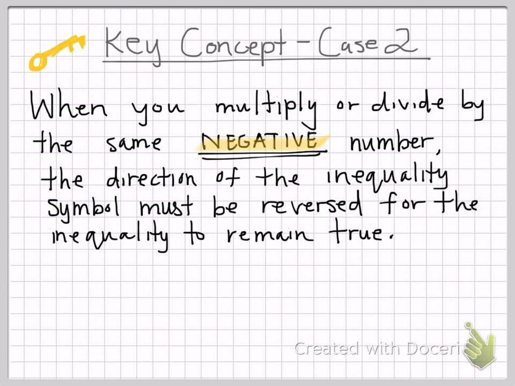So now we're moving into the key concept for case number 2. Now, please recall that case number 1 dealt with positive numbers, multiplying or dividing by positive numbers. So let's go ahead and read this. When you multiply or divide the same negative number, the direction of the inequality symbol must be reversed for the inequality to remain true. Please write this all down.